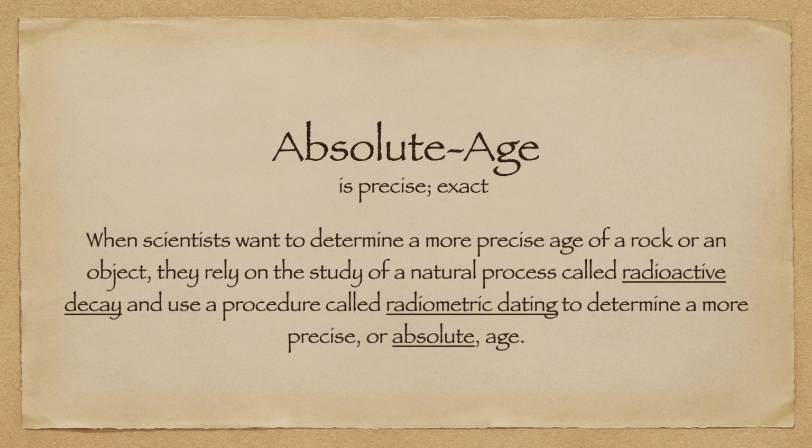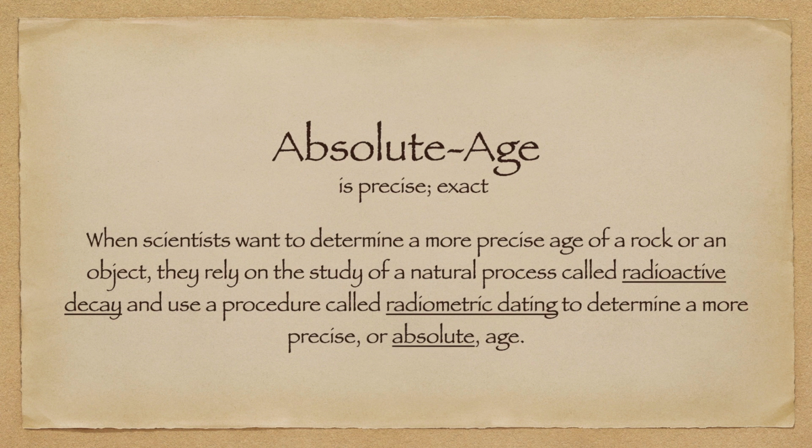Absolute age is precise, exact, like your age in years. If you say you're 13, the fifth grader's age and the principal's age, those are also absolute ages. When scientists want to determine a more precise age of a rock or an object, they rely on the study of a natural process called radioactive decay. And they use a procedure called radiometric dating to determine a more precise or absolute age.